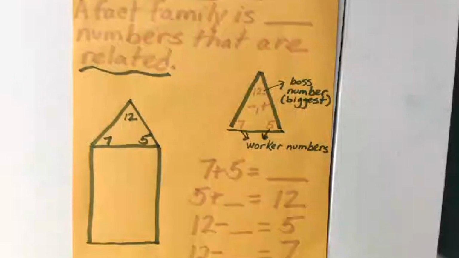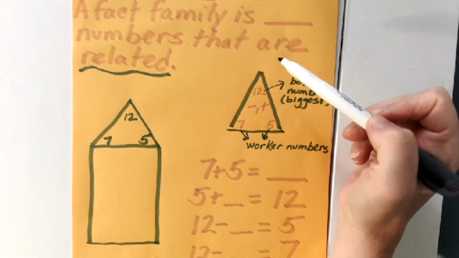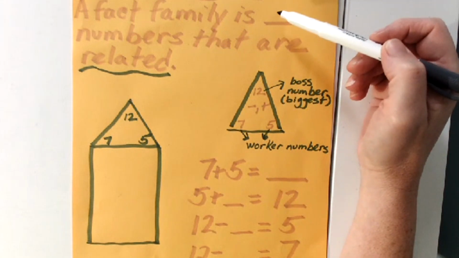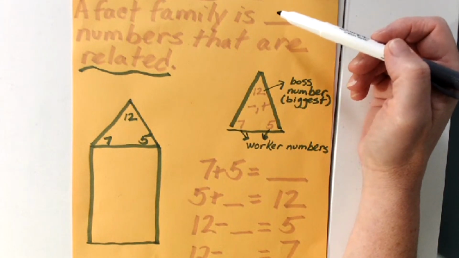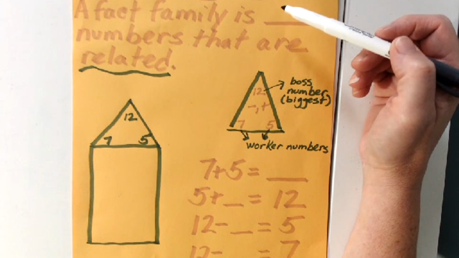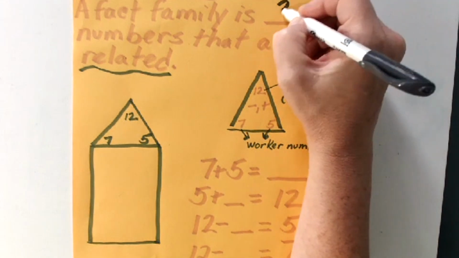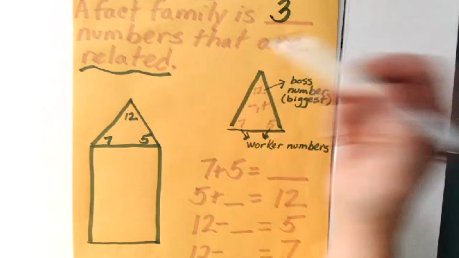All right, boys and girls, let's look at my anchor chart here. So I made an anchor chart for fact families. And in the video, we learned that a fact family is how many numbers that are related. Now I want you to think, how many numbers? Is it 1, 2, 3, 20? It is 3. 3 numbers that are related.